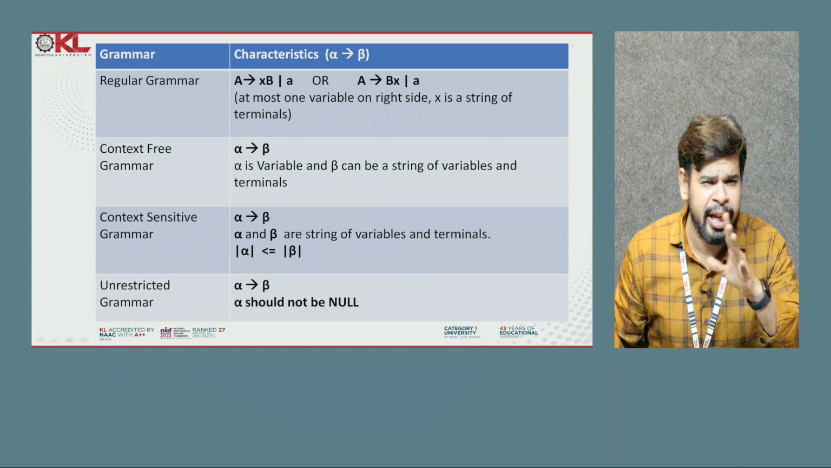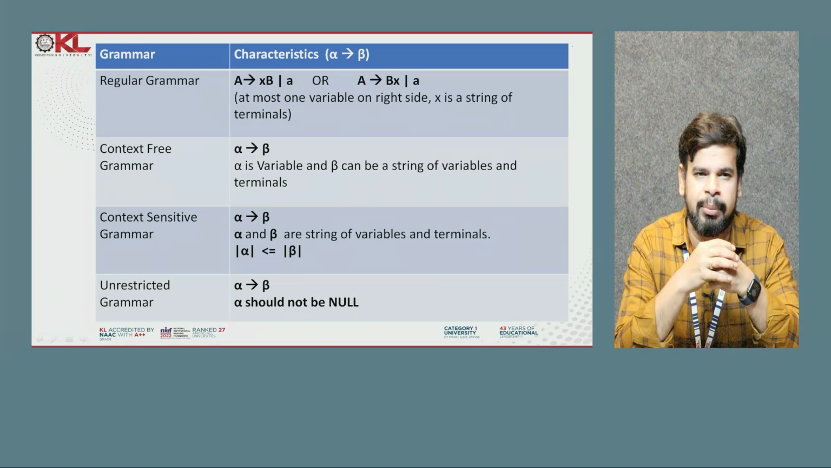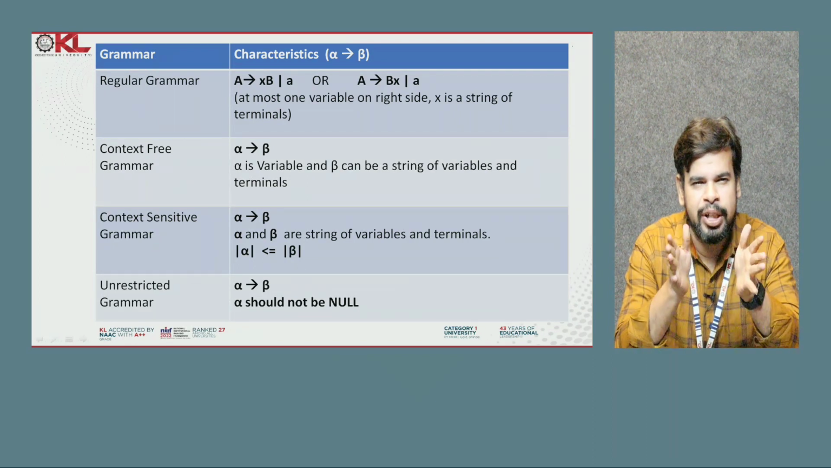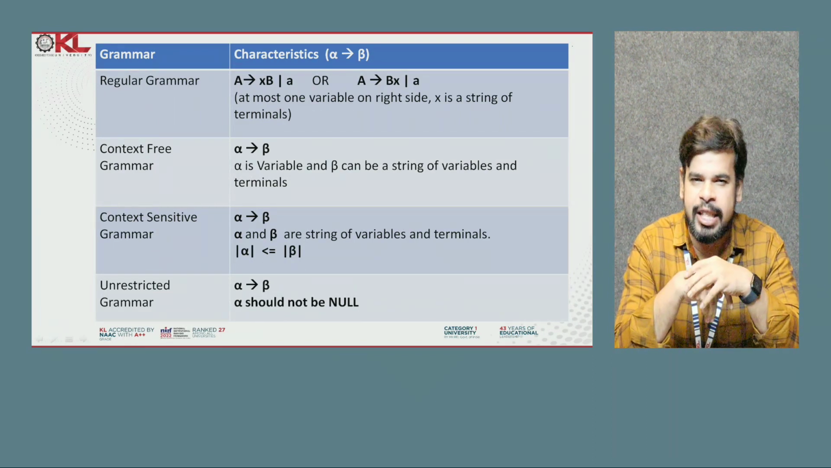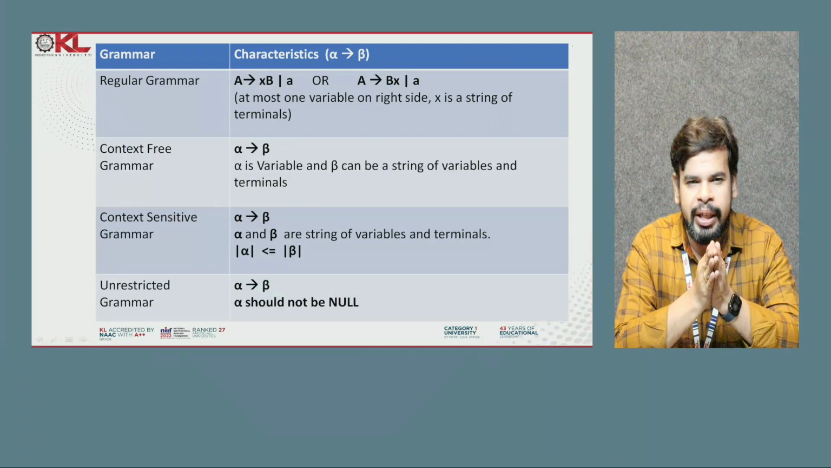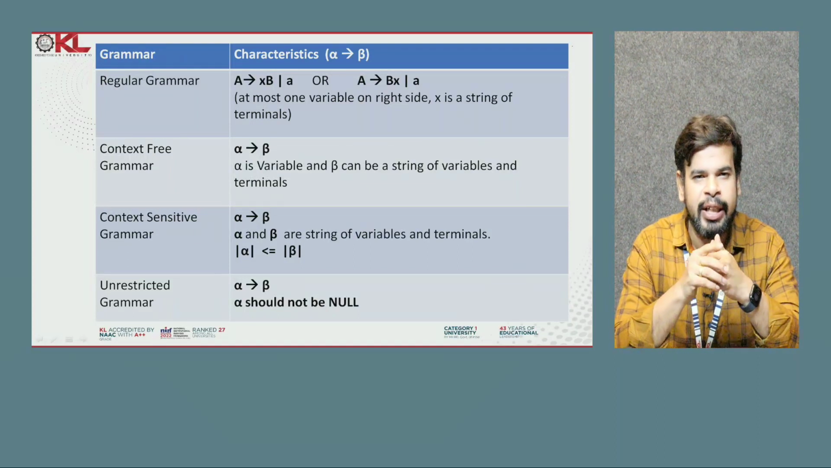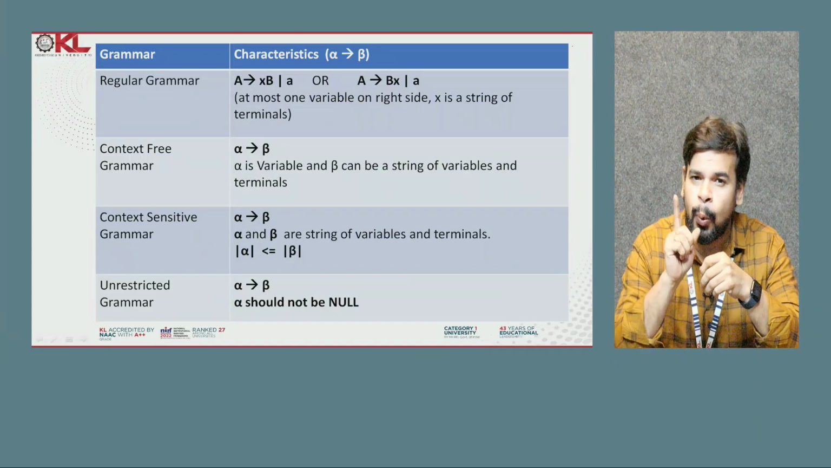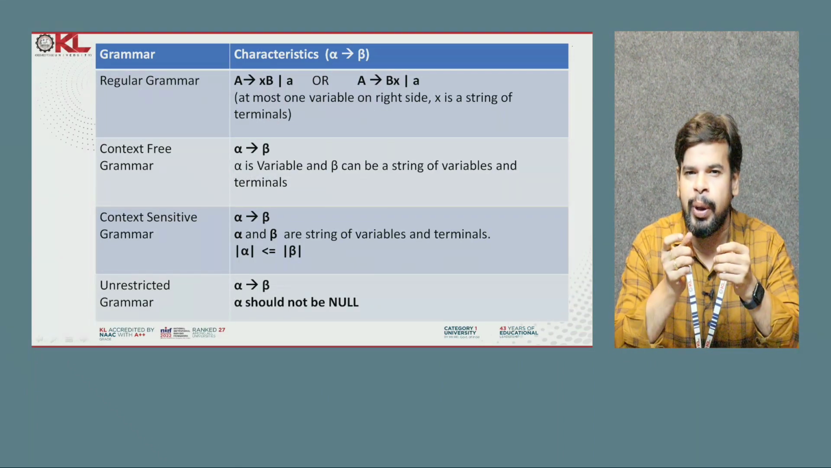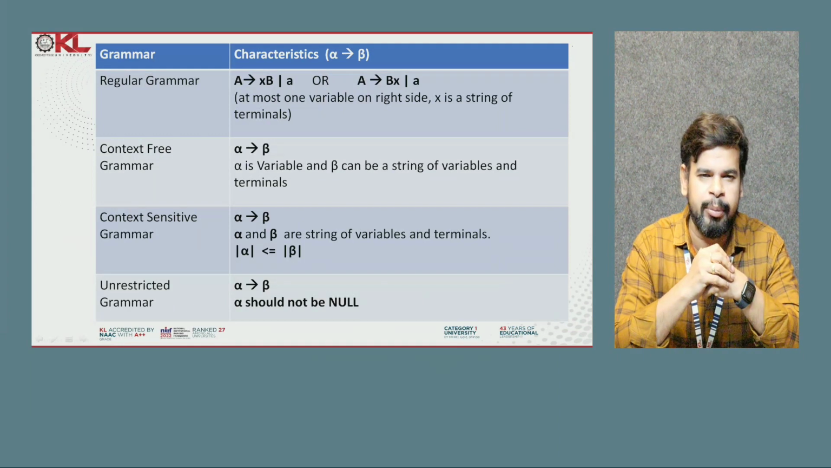Now, what do we mean by each of these grammars? Let us learn regarding the characteristics of the grammars. The first one we call regular grammar. The productions will be of the form A tends to XB or A, or else A tends to BX or A, right? Here we divide this into left side and right side. On the left side, you need to have at most one variable, and on the right side you need to have a minimum of one variable and a combination of any number of terminals.